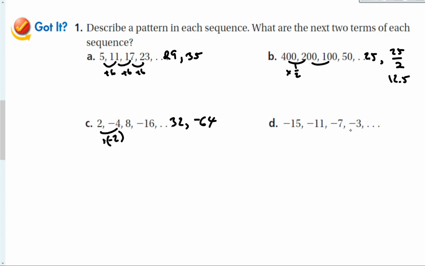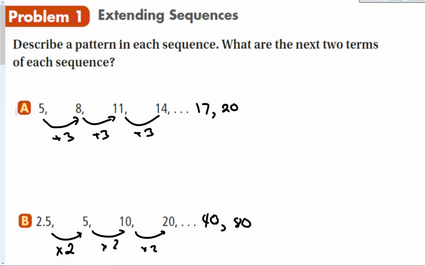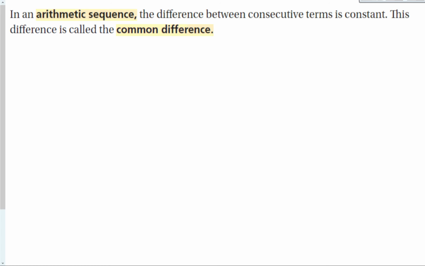For this one, we see that they have the same difference to each one. And to get from each one, we are just going to add 4. So this one turns into 1 and 5. So in an arithmetic sequence, all these previously are sequences, okay? Whether we're adding or we're multiplying. But for an arithmetic sequence, the difference between consecutive terms is constant, and it's called the common difference.